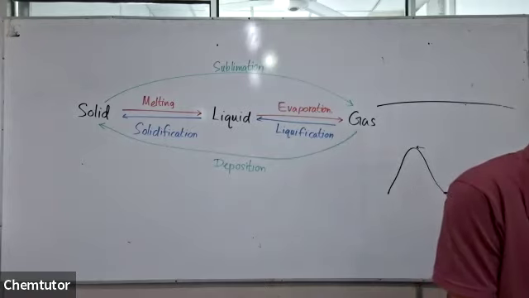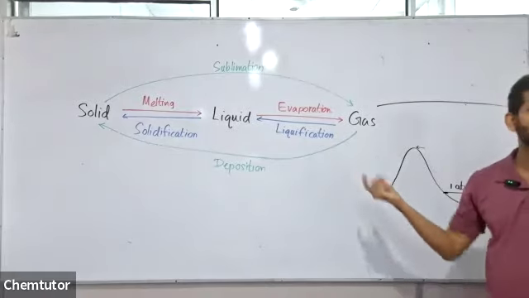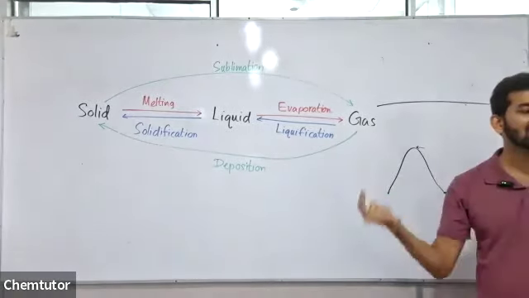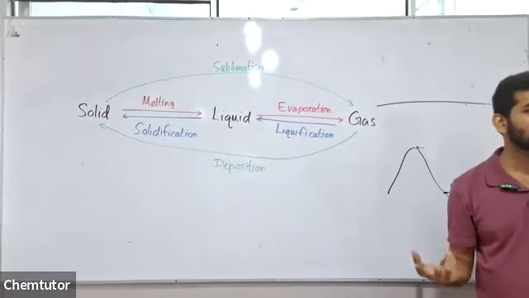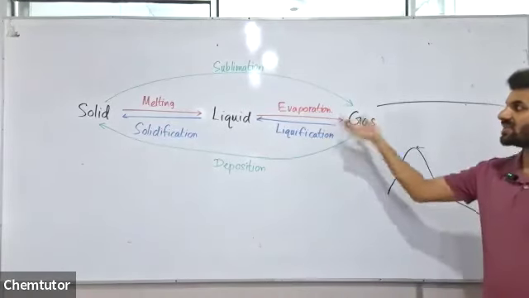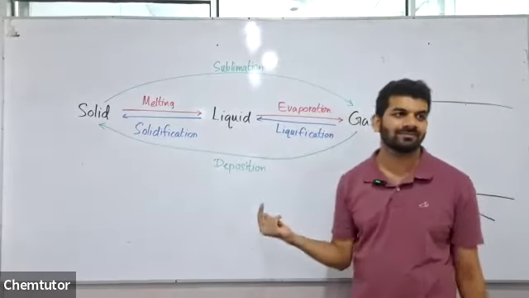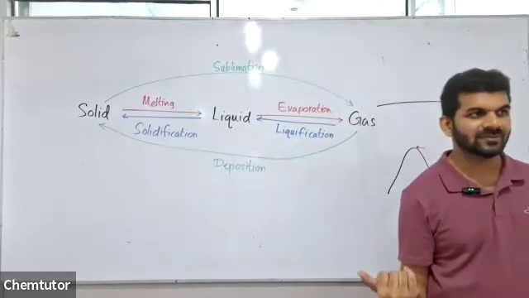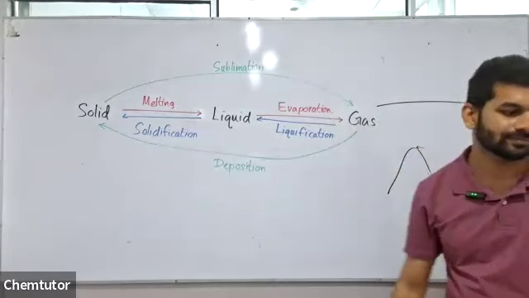So did you understand the difference between evaporation and vaporization? Vaporization is an automatic process. We do not need to heat it intentionally. For the other, we have to heat. That process is called boiling. No? Is it clear? Right. So this is the interconversion between the states of matter: solid, liquid, and gas.